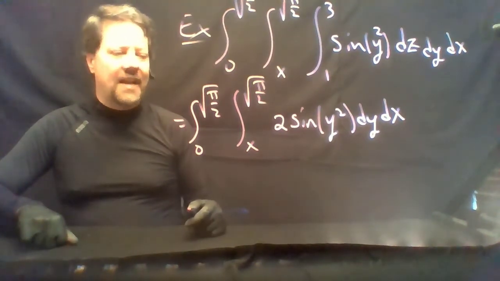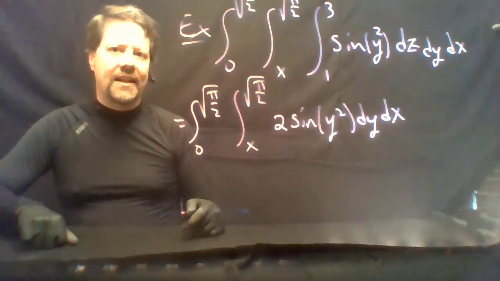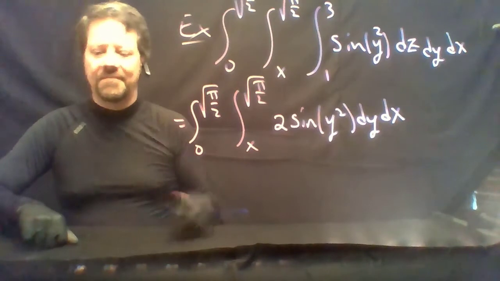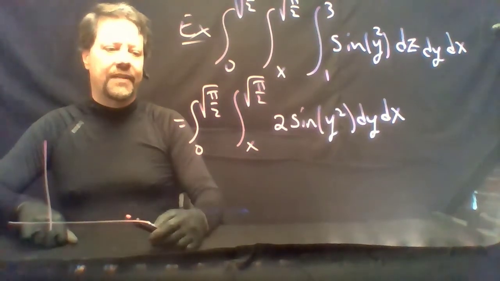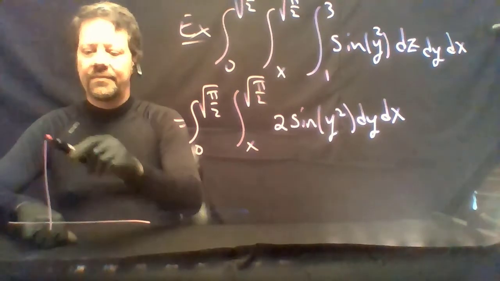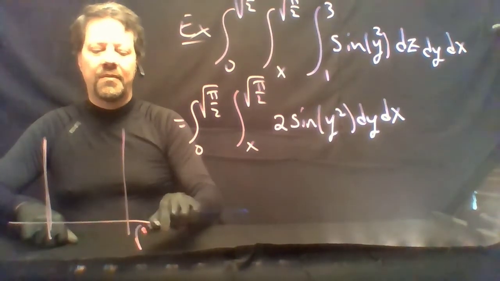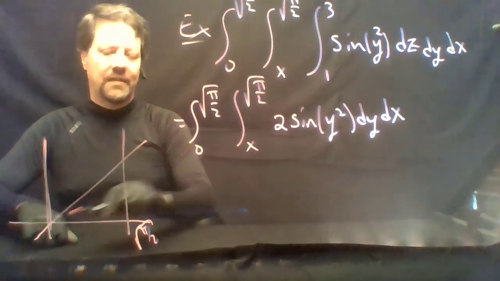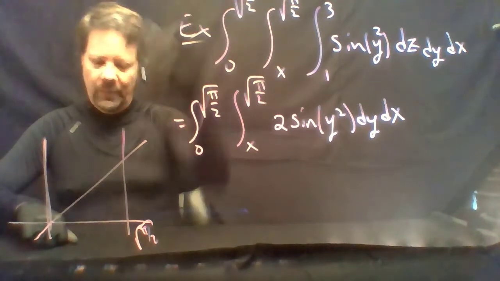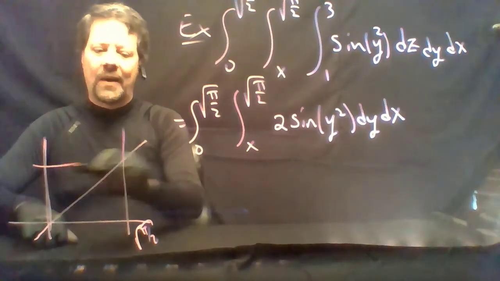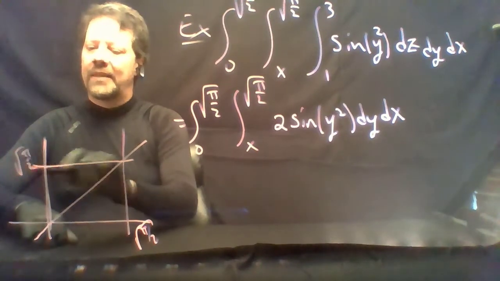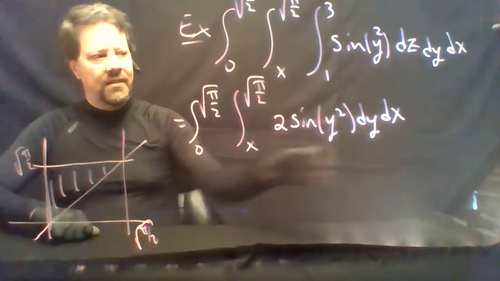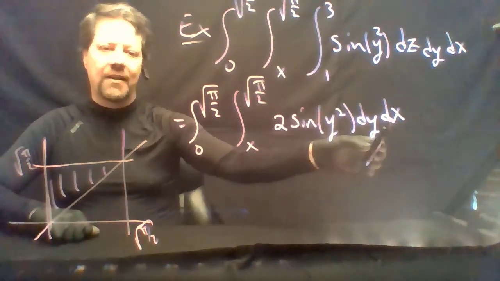Now, sine of y squared has no elementary antiderivative, which means it's impossible to proceed unless we think of something. Let's think about the region that we are integrating over. X goes from 0 to root pi over 2. We go from y equals 0. We go from y equals x to y equals root pi over 2. The region that we're integrating over is this triangle, with our differentials being dy followed by dx.